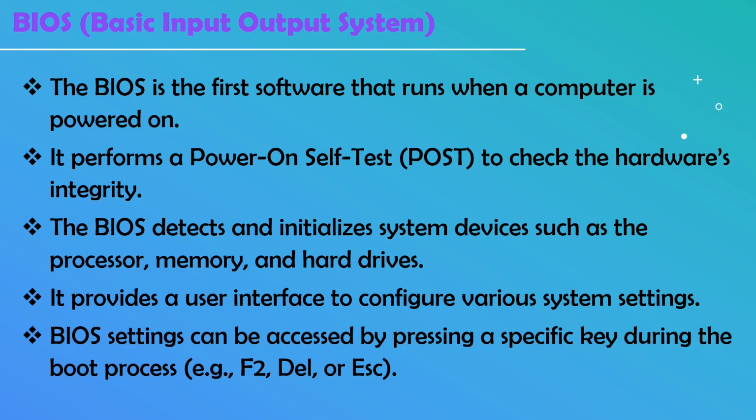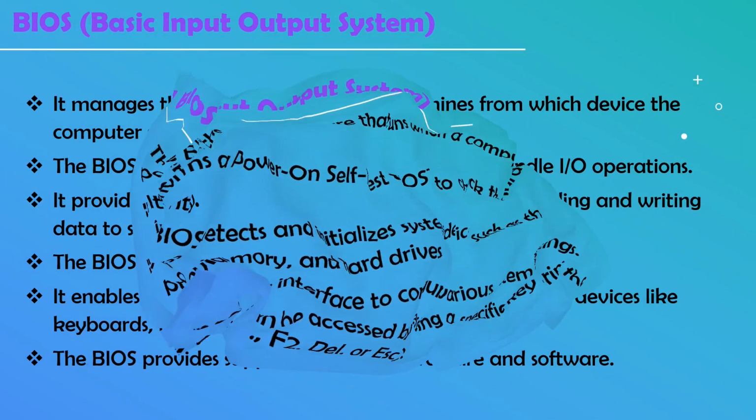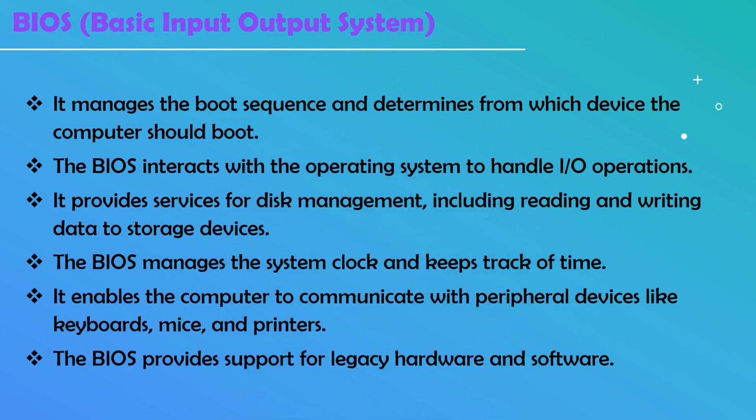BIOS settings can be accessed by pressing a specific key during the boot process, for example, F2, Del, or ESC. It manages the boot sequence and determines from which device the computer should boot. The BIOS interacts with the operating system to handle I/O operations. It provides services for disk management, including reading and writing data to storage devices.